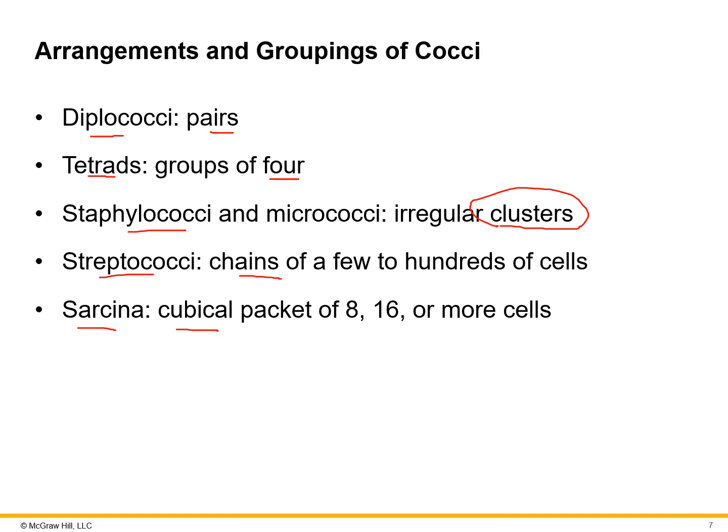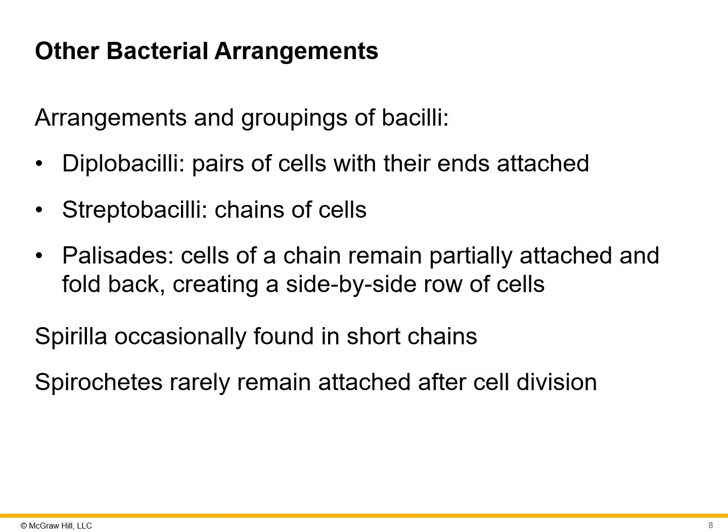A lot of times we'll see this in the name, but also it can be used in characteristics when you're looking at various organisms. And then some of the other ones, in the bacilli, there are diplobacilli, in pairs, and streptobacilli, chains. There can be palisades that occur where they fold back and forth, so they have side-by-side rows, kind of stacked on top of each other. And then spirilla sometimes can be seen in short chains, and spirochetes rarely remain attached after they divide.